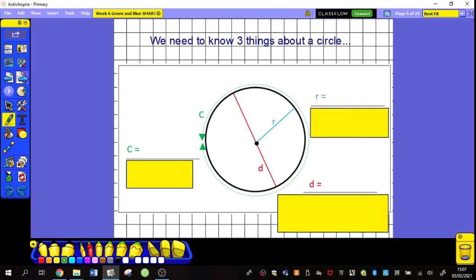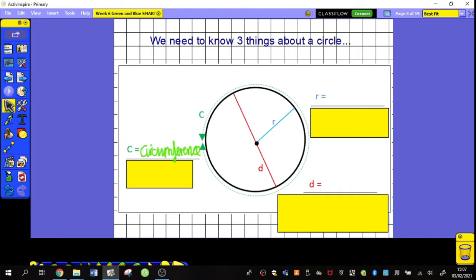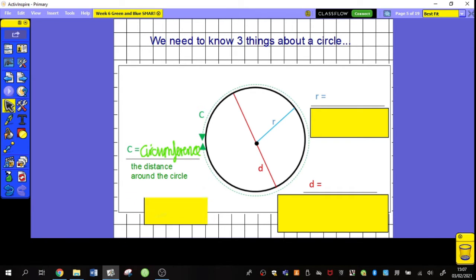Now some of you might call that a perimeter, and it would be a perimeter in any other 2D shape, but for a circle it has a very special name, and it is called a circumference. So a circumference here is the distance around the circle.